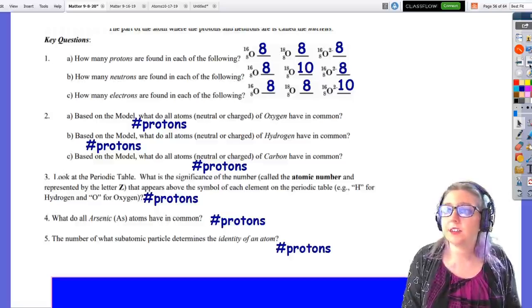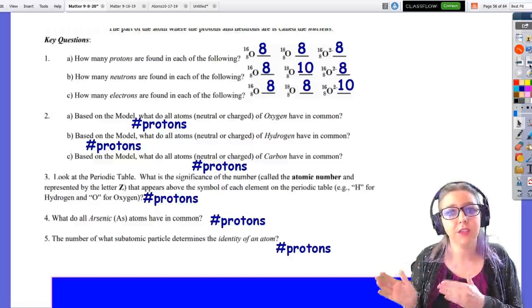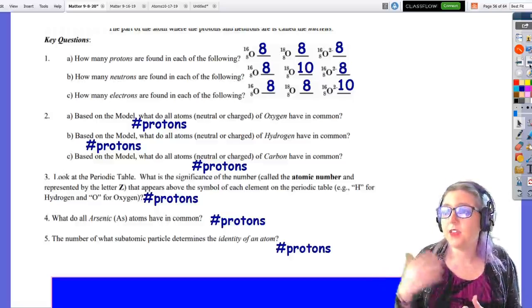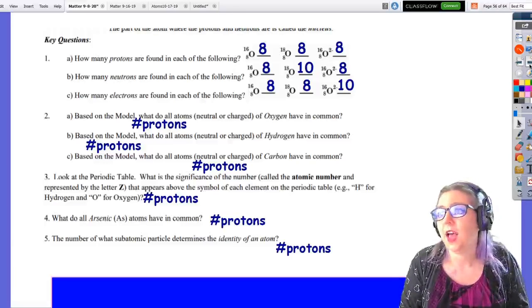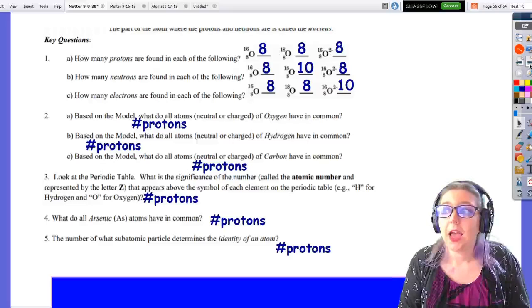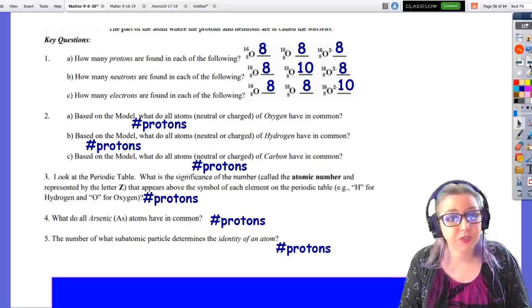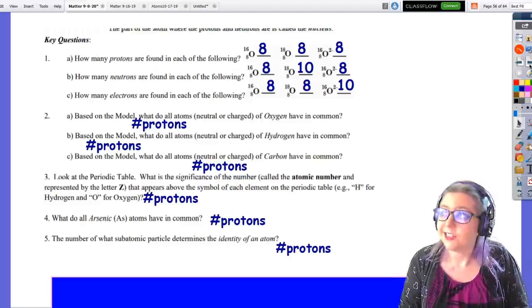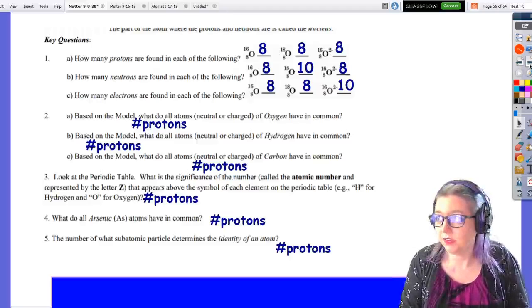Then on the next page, you have those 3 images of 3 carbon isotopes. And then you're asked the following questions: how many protons are in each of the oxygens that you just worked with? So all of them had 8 protons. How many neutrons were found in each of those 3 oxygens? Well, we had 8, 10, and then 8 neutrons.